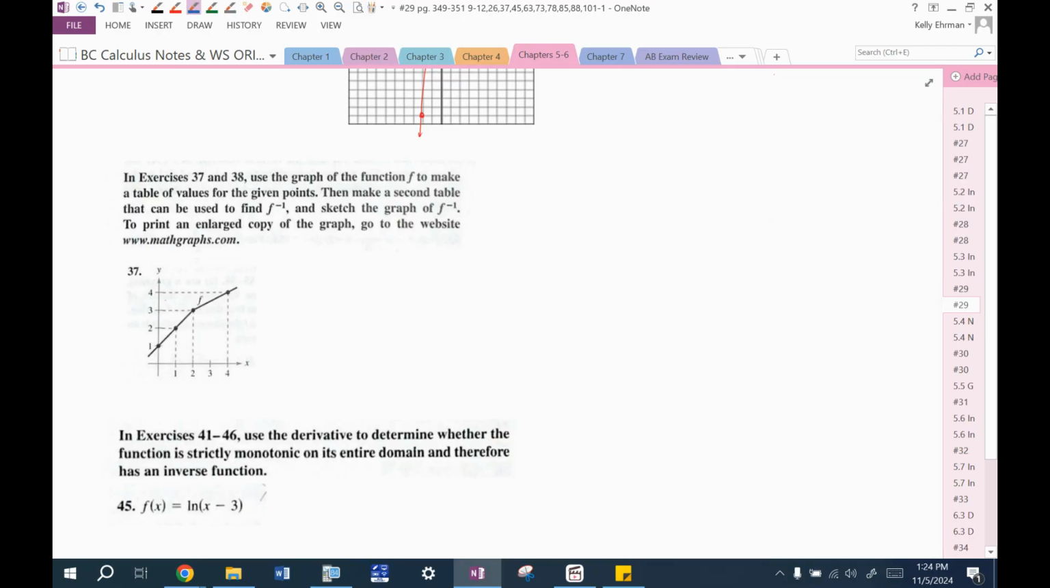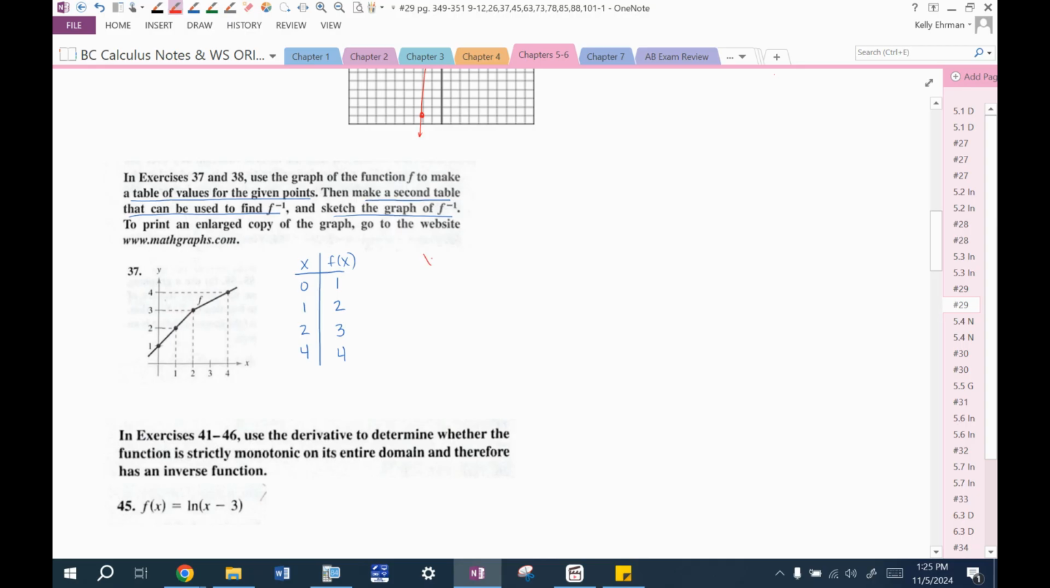Okay, for this problem, use the graph of the function f to make a table of values for the given points. Then make a second table that can be used to find f inverse and sketch the graph of f inverse. So make a table out of these points to begin with: x and f of x. The points that are plotted for x are 0, 1, 2, and then they skip a point at 3 and go to 4. And then the function values at those points: at 0 it's 1, at 1 it's 2, at 2 it's 3, and at 4 it's 4.